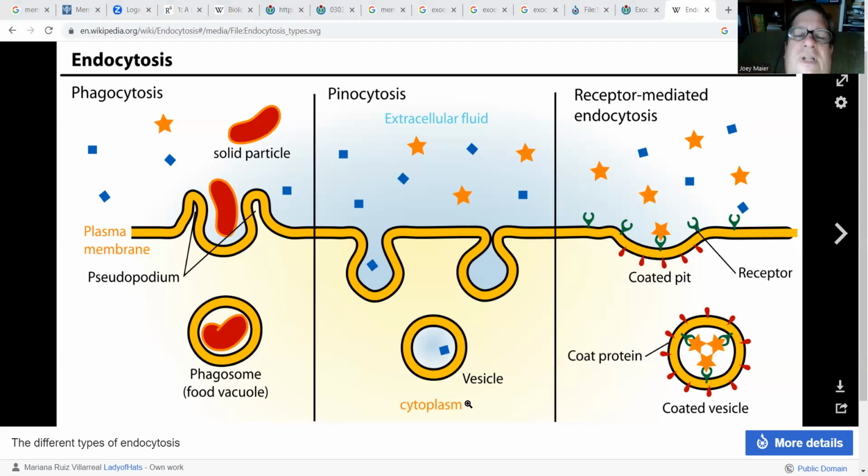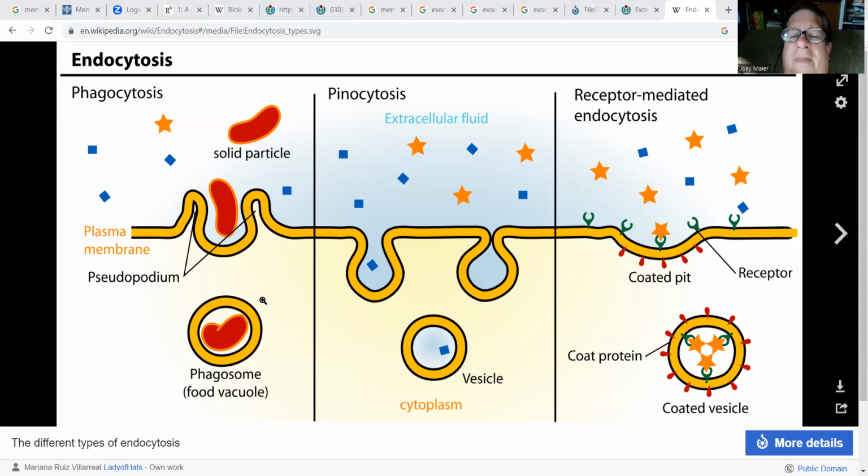Now, large particles. Think a white blood cell grabbing and taking in a whole bacteria, like you see going on here, that type of thing. We use the word phago. Phago, to eat. If a cell is taking in a big thing, it's doing phagocytosis, and the little membrane-bound area holding what they took in is a phagosome. Okay, so that's pretty straightforward. That makes sense.